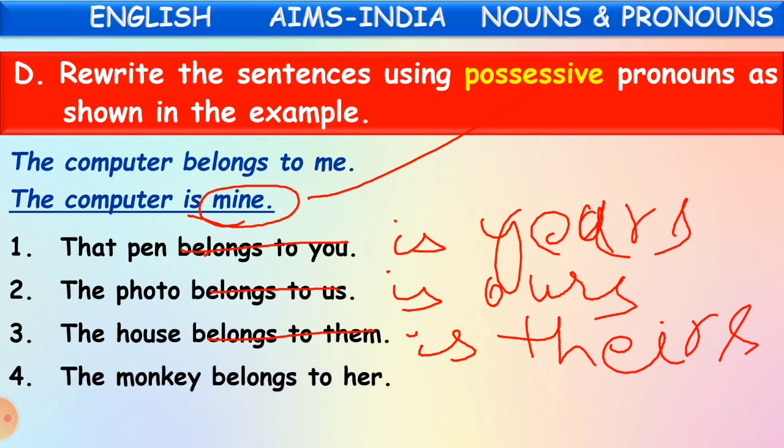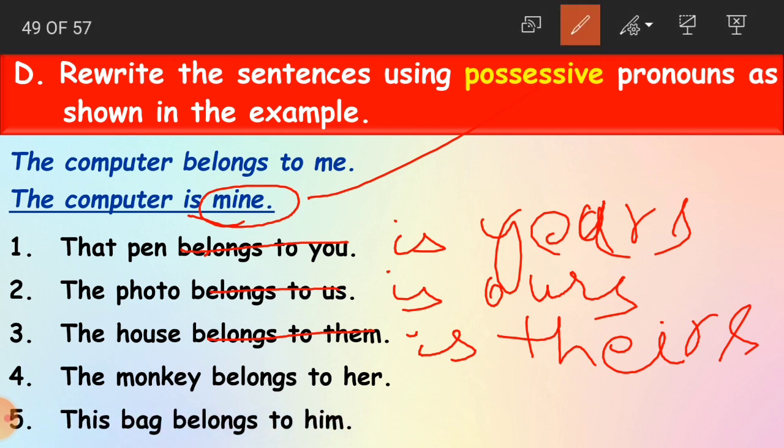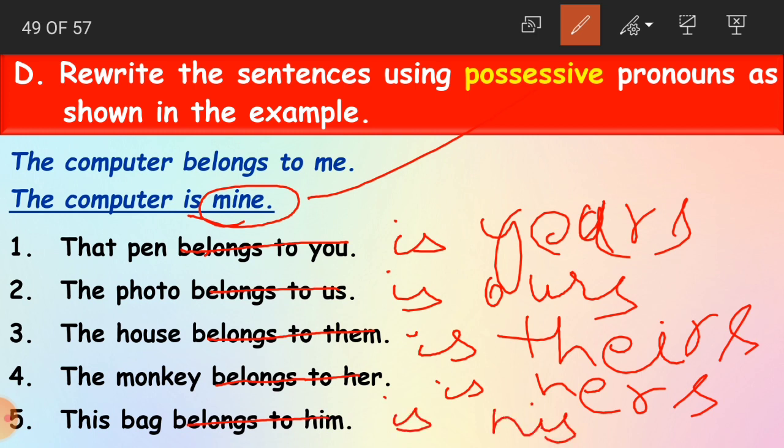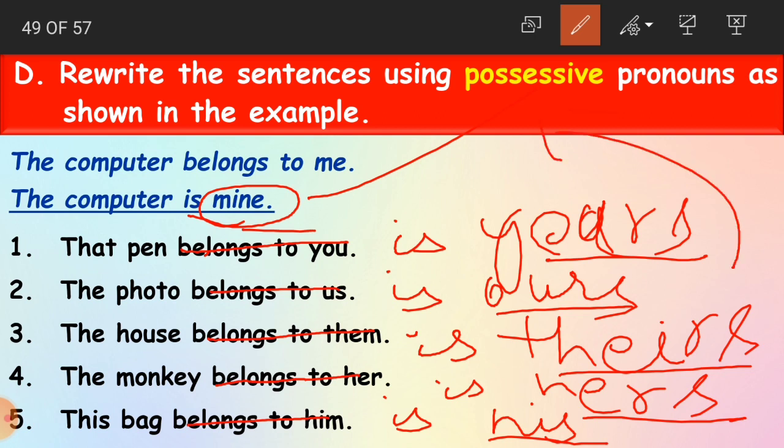Clear, children? The monkey belongs to her. Then what will we do? The monkey is hers. This bag belongs to him. This bag is his. Clear? So these are all yours, ours, theirs, hers, his and mine. All are what? Possessive pronouns. Clear, children?